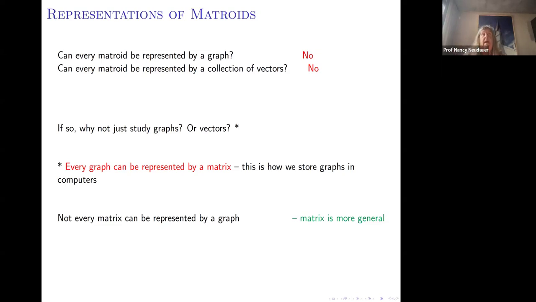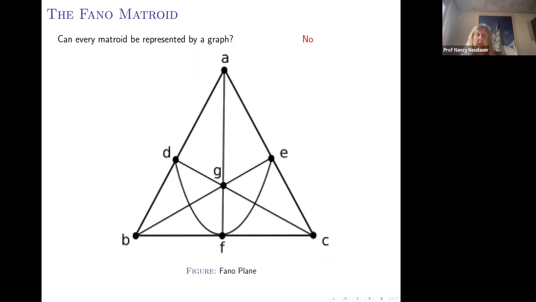Let's see if maybe we can have a matroid that can be represented by a matrix, but not a graph. So can we find a matroid that can be represented by vectors, but not by a graph? And so we want to first find something in this gap here. And the most famous matroid of all satisfies this, the Fano matroid. And if you're a geometer, you probably call this the Fano plane. And so this one cannot be represented by a graph.